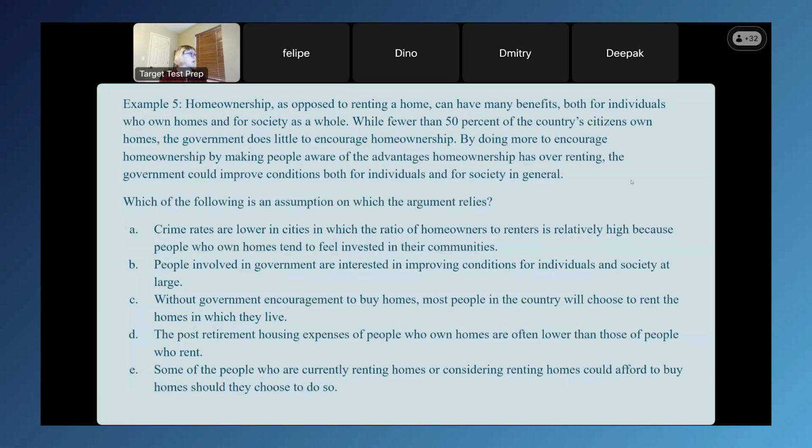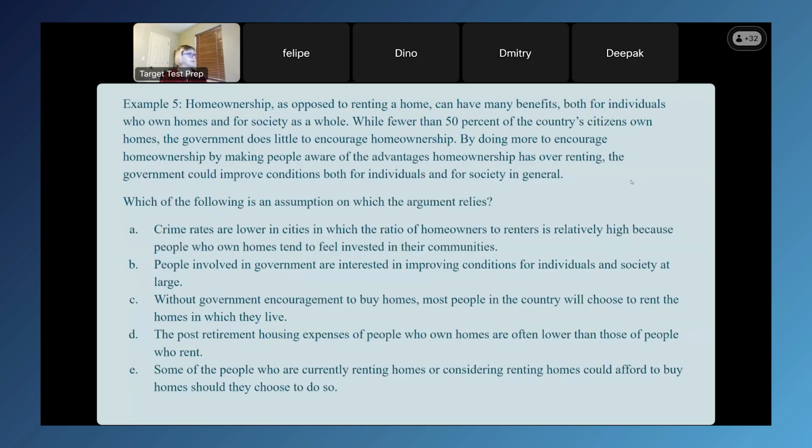So, A, crime rates are lower in cities in which the ratio of homeowners to renters is relatively high because people who own homes tend to feel invested in their communities. This explains a premise, but we already know that homeownership can have many benefits. We don't really need to know why that is true.